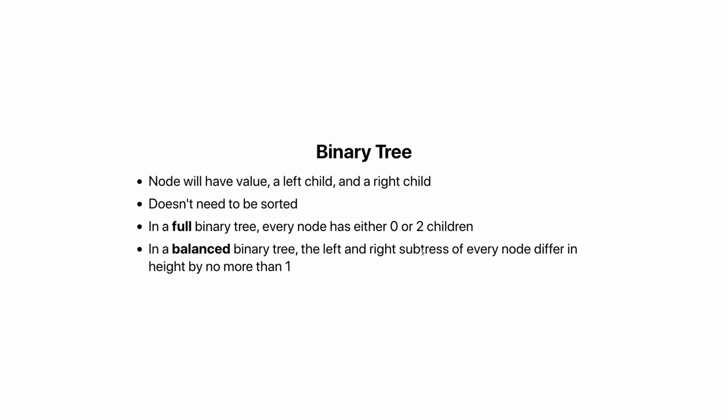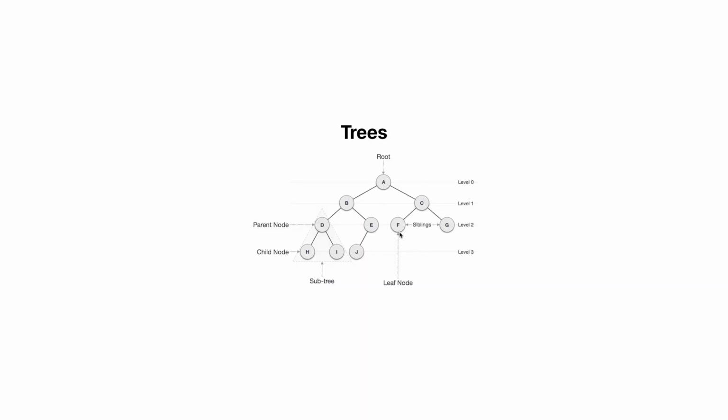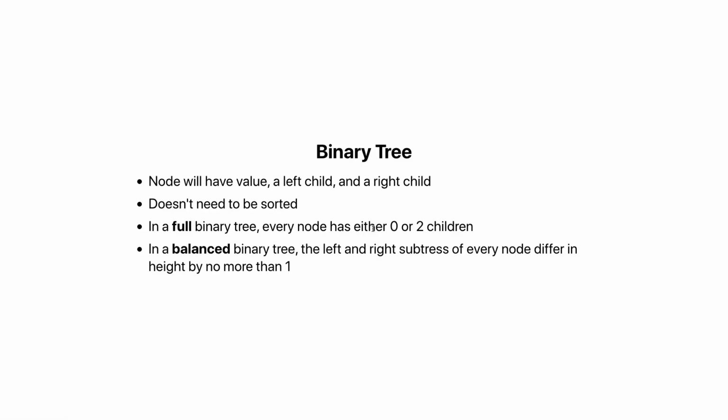Okay, binary tree, like I said, a node is going to have a left and a right child. Binary trees do not have to be sorted. If they're sorted, then it's going to become a binary search tree. A full binary tree, really quick, is one where every node has either 0 or 2 children. So E would make this tree not full because it only has 1 child. It has to be 0 or 2 children to make it full. And a balanced tree is just making the height as short as possible.